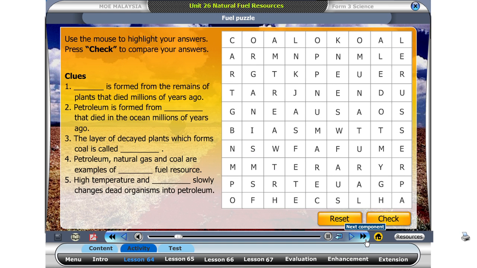Use the clues given to find the words in this puzzle. Use the mouse to highlight the words. Press check.